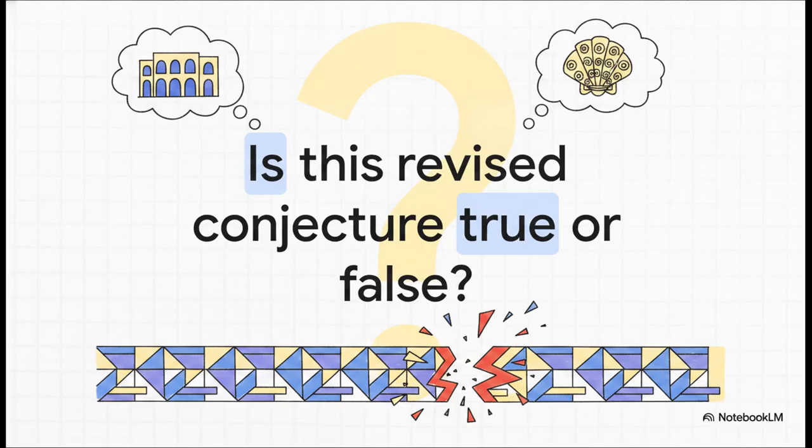Think about that the next time you look at a repeating pattern in the architecture of a bridge or the natural geometry of a seashell. Are you just seeing the simple rule or the hidden asymmetry behind it?